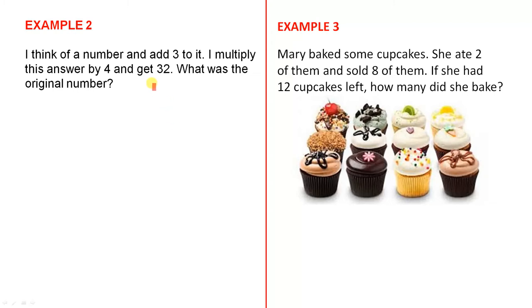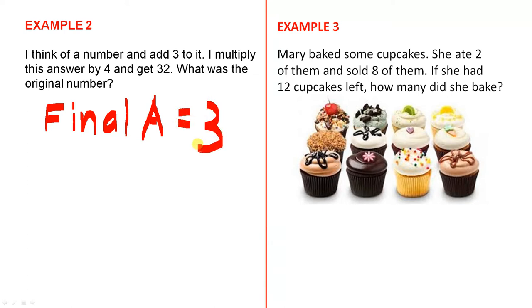Example 2. I think of a number and add 3 to it. I multiply this answer by 4 and get 32. What was the original number? Okay, so the final answer, after we do all our calculations, we'll do A for answer, equals 32. So that's at the end.